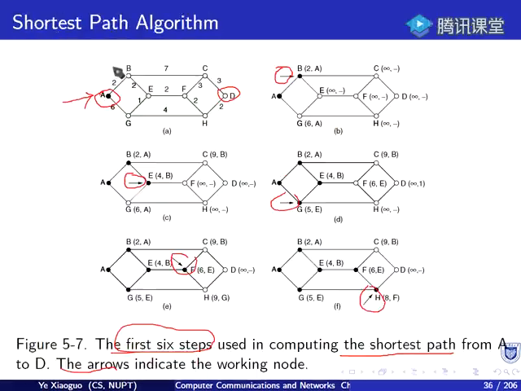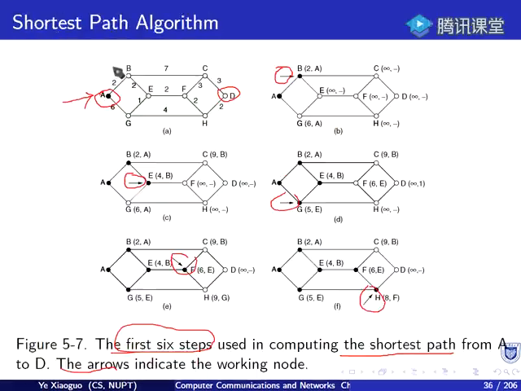Now figure 7 shows how the shortest path algorithm works. The first six steps are used in computing the shortest path from router A to router D. So this is a famous graph. We have many paths from the source A to the destination D. But which one is better? Which path is the best routing? So the shortest path algorithm is used to find the shortest path from A to D.